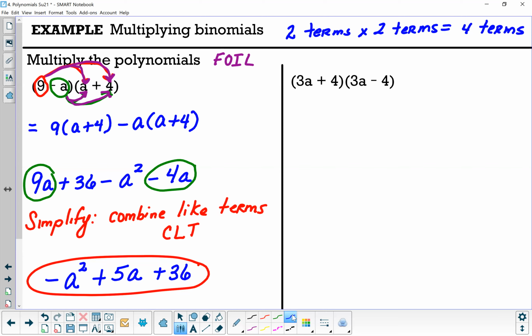So let's take a look at the question on the right here. We have parentheses, 3a plus 4, close parentheses, times parentheses, 3a minus 4, close parentheses. So go ahead and try this one on your own, and then we'll do it together.